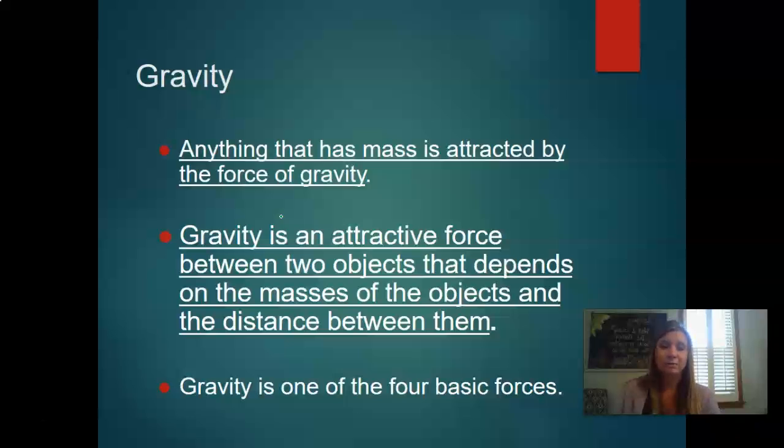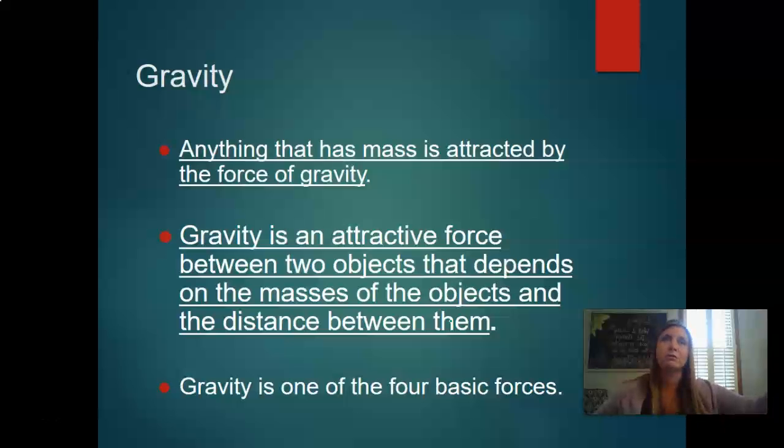They're just very, very tiny. So we'll talk about things that can cause small electrical energy charges, and then things that cause massive energy charges. Gravity is an attractive force between two objects that depends on the mass of the objects and the distance between them. So the closer things are together, the more gravitational pull they're going to have. The further they are apart, not so much.